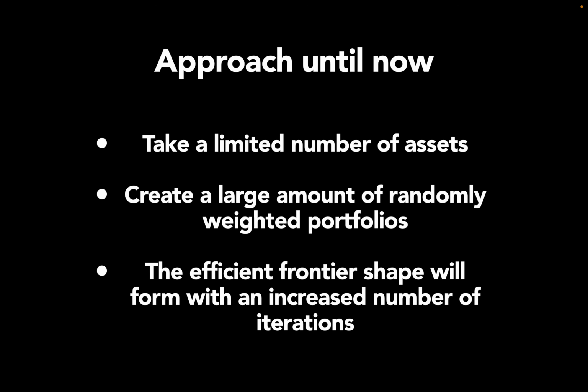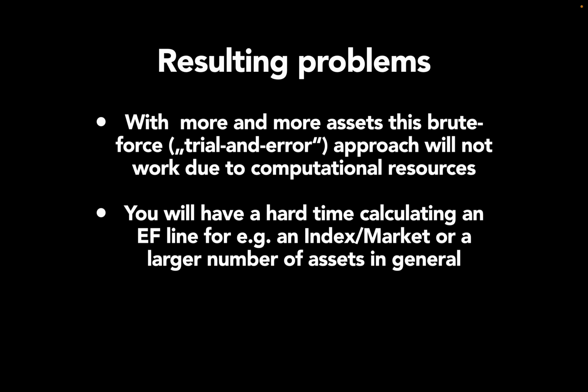To recap, what was our approach until now? We were considering a very limited number of assets, say 3. Then we were creating a large amount of portfolios taking random weights, ending up with an efficient frontier shape, which is just forming due to the amount of portfolios we were creating, which by the way is perfectly fine for the beginning. However, with more and more assets, this approach won't work due to computational limitations.